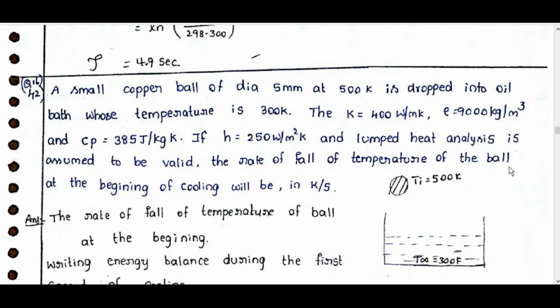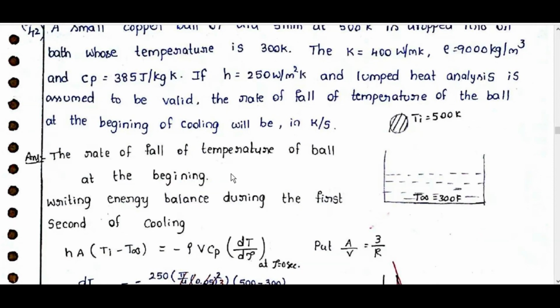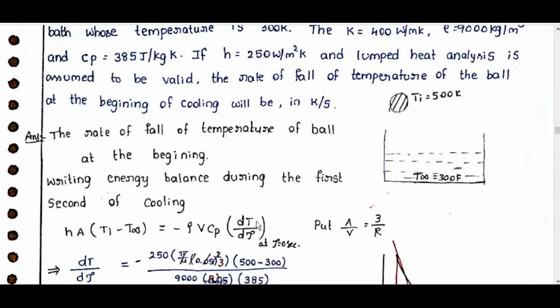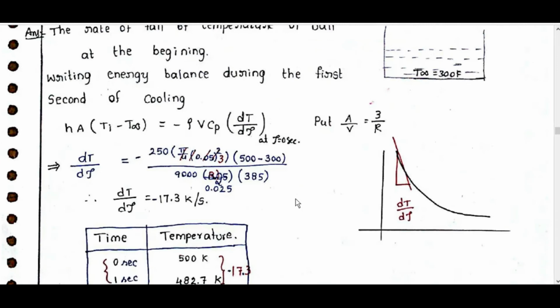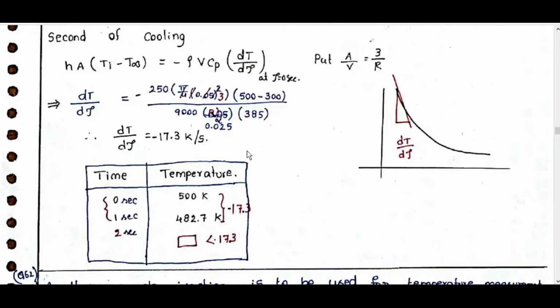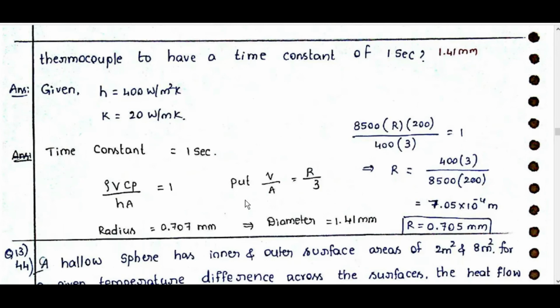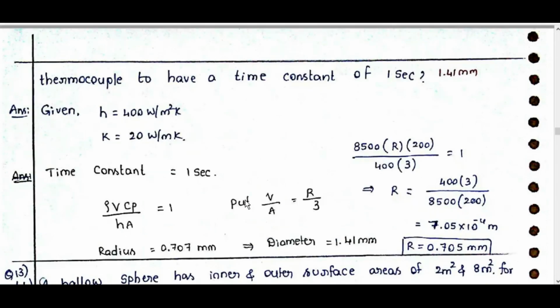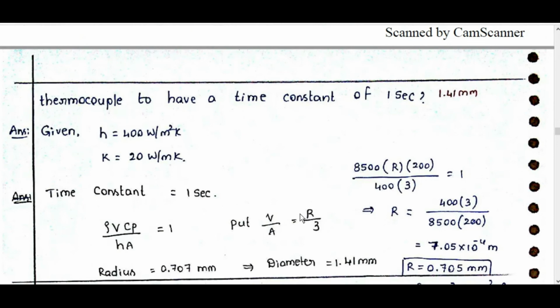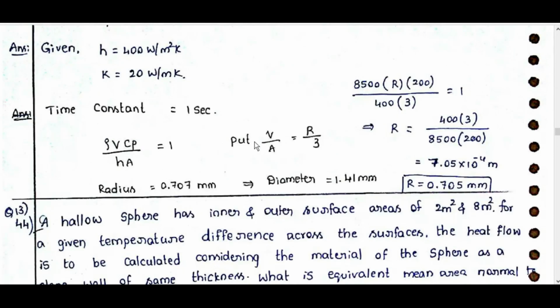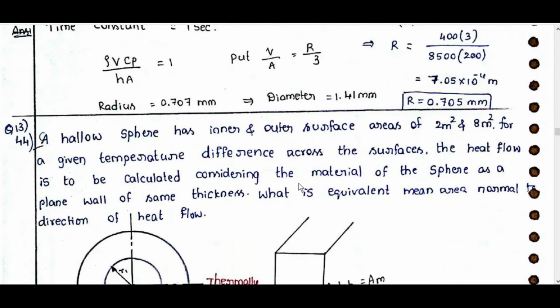The rate of fall in temperature of the ball is being asked. So, just starting with the energy balance formula is enough: hA into (Ti minus T infinity) is equal to minus rho V Cp dT by d tau. At tau equal to 0 seconds only was asked, dT by d tau is equal to this, as dT by d tau keeps on decreasing. Here everything is given, just R by 3 time constant is given, so from that we have to get the radius.